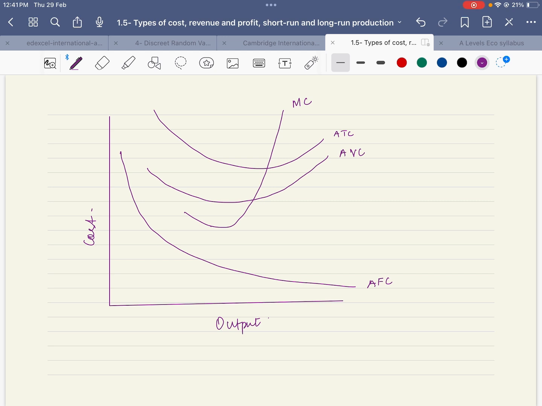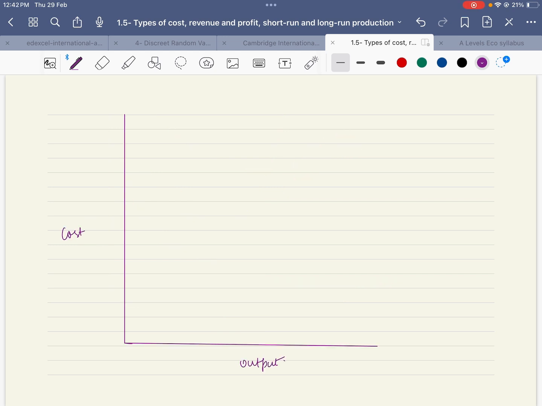The ATC curve is U-shaped because of the law of diminishing returns. What is the law of diminishing returns? The other name of diminishing returns is the law of variable proportions, and it's only applicable in the short run. Also, if we want to find out the optimum cost and optimum output, we first draw the average total cost curve, which is a U-shaped curve. This is the average total cost curve.